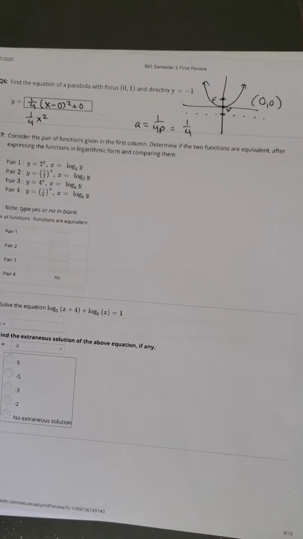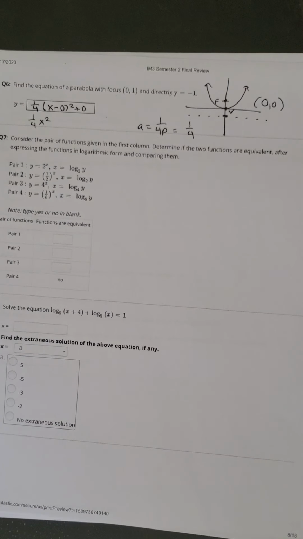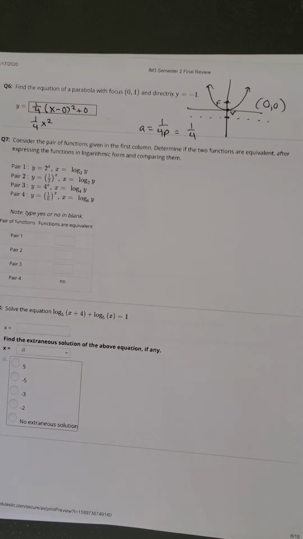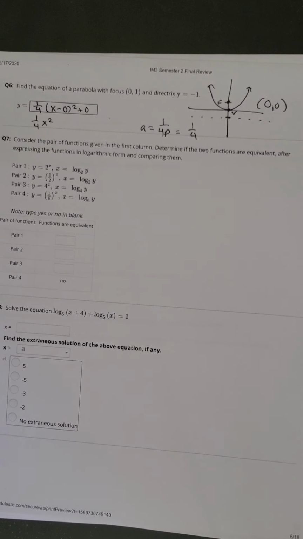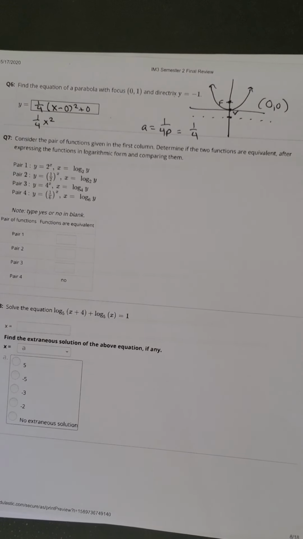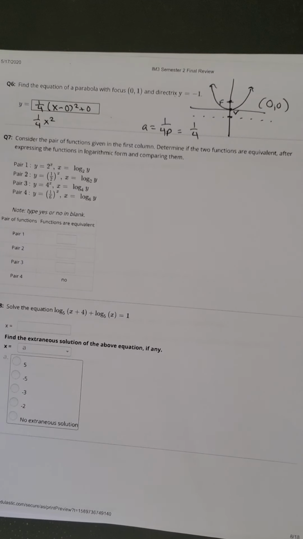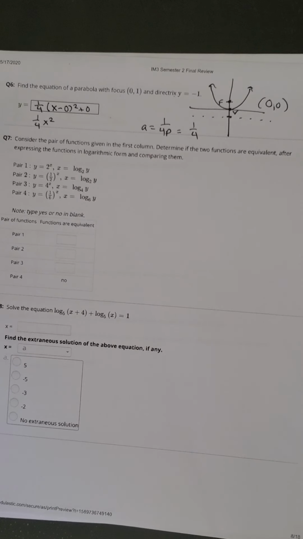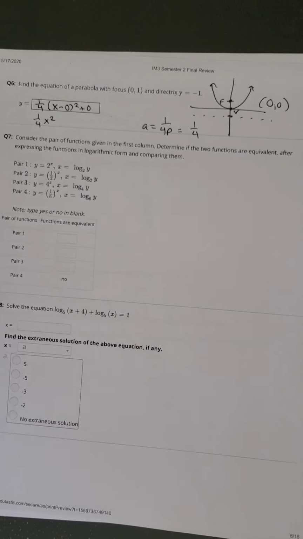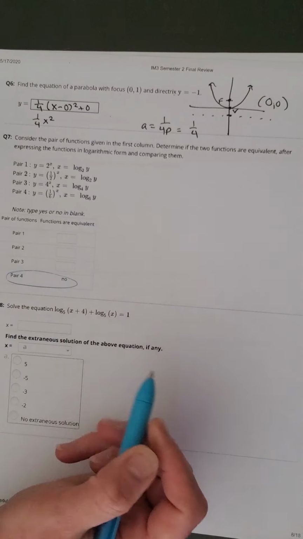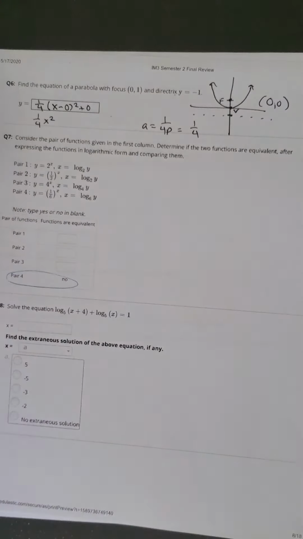Okay, next one. Consider the pair of functions given in the first column and determine if the second one is the inverse of the first. Oh, sorry, if they're not the inverse, if they're equivalent. All right, so actually they accidentally did pair 4 for you, but I'm going to go ahead and do it as well, just so that we know.